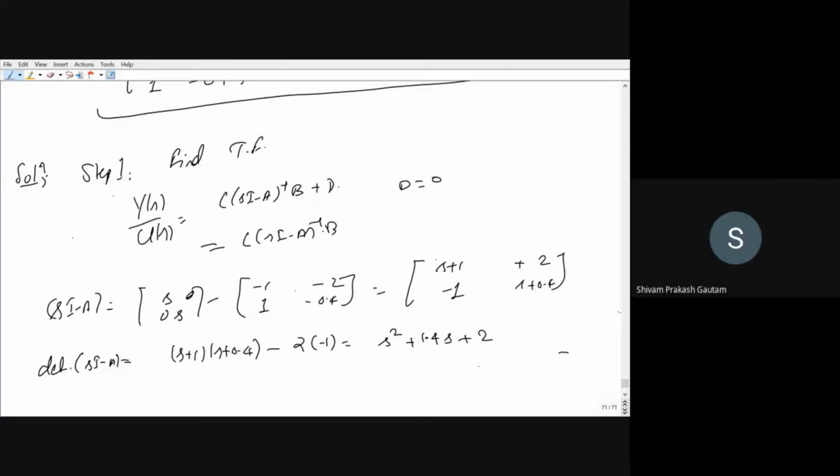Just let me know if I make any mistake. It will be 2.4 because you will be multiplying 1 into 0.4. It will be 0.4 plus 0.4, and here 2. Is it correct?